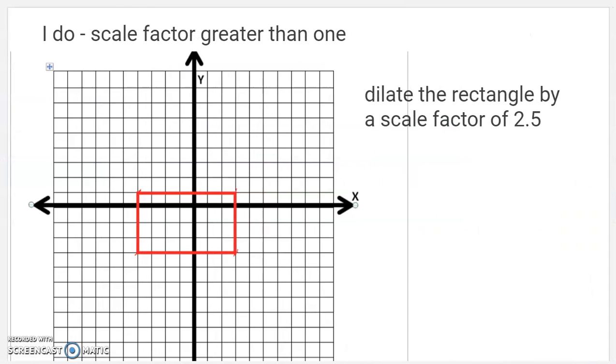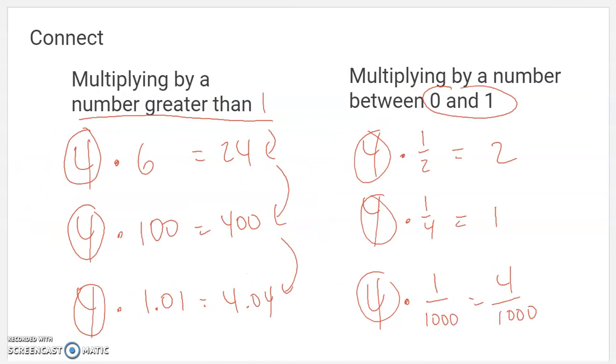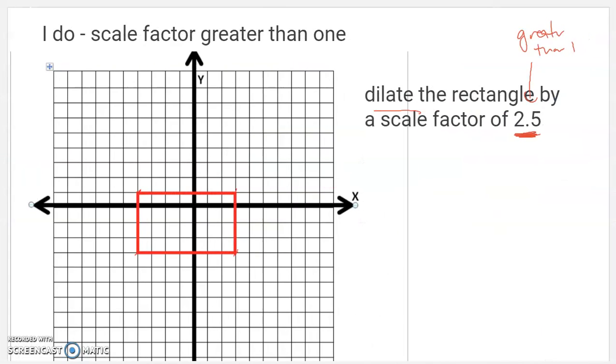So here's how it kind of works, right? What I'm going to do here, first I'm going to dilate this rectangle by a scale factor of 2.5. You'll notice that is greater than 1. And so when I dilate by a factor greater than 1, it's just like multiplying by a number greater than 1. I'm going to get something bigger, something greater. So when I do that, this is greater than 1, so the image or the new one will be bigger than the original. Okay, so that's important. So I'm going to dilate this by a scale factor of 2.5.